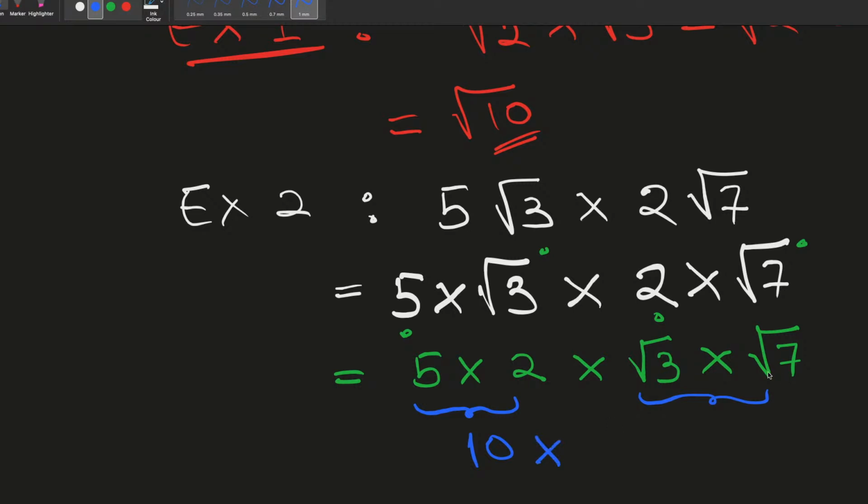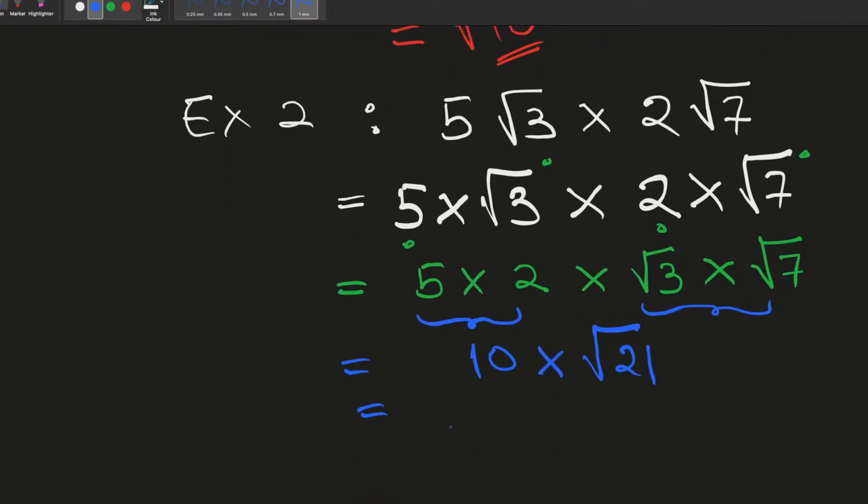Multiplying the computation of root 3 times root 7, that we are multiplying root 3 and root 7, that will give us root 21. So our answer now will be 10 root 21. This is very simple as well. You see? Very, very beautiful.